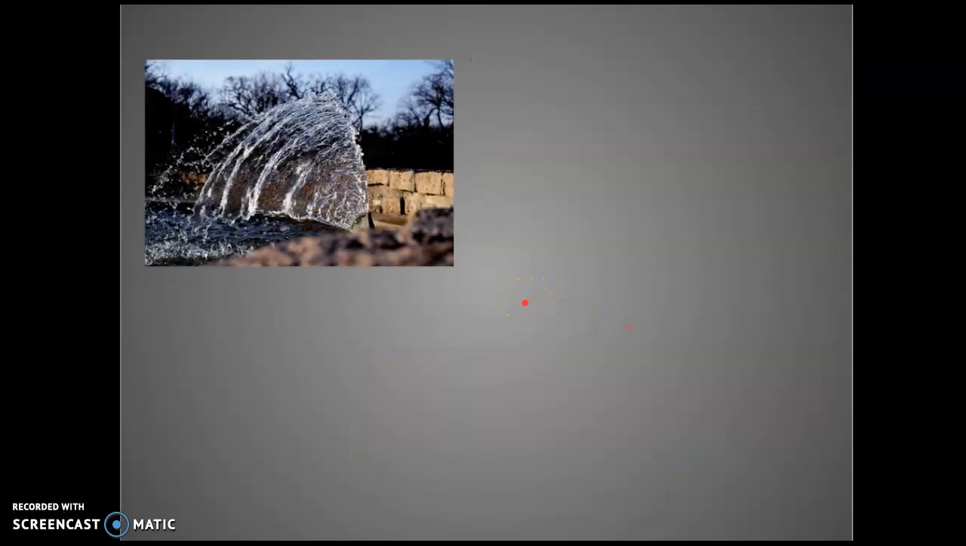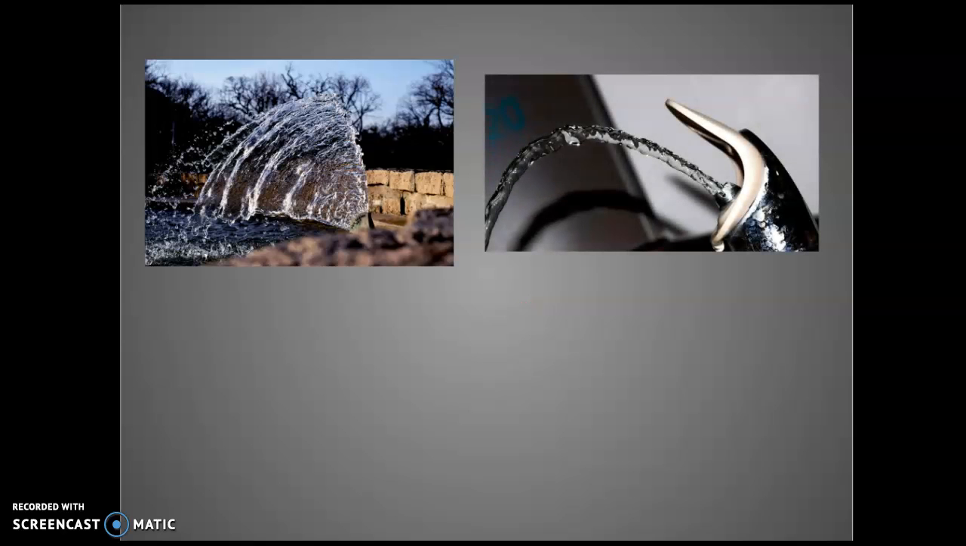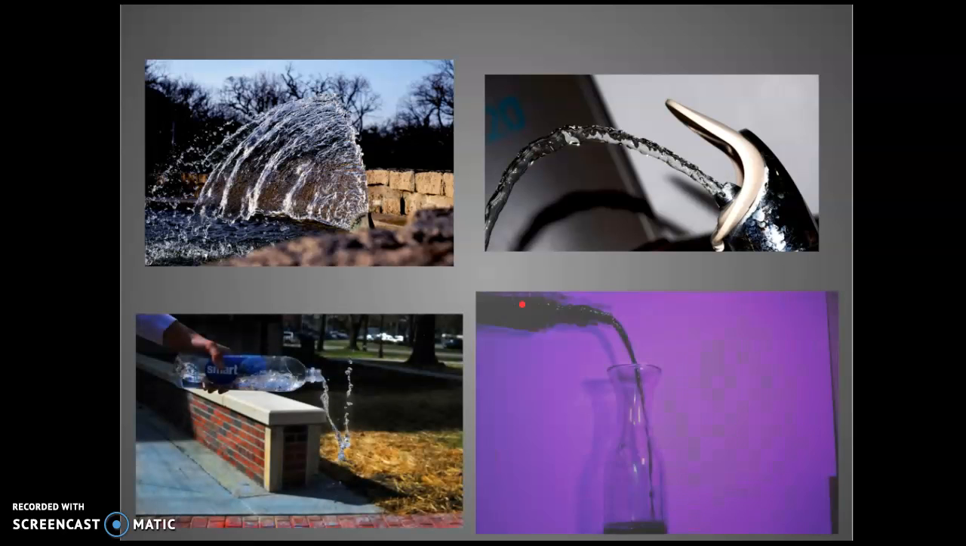Here's a frozen of water. More frozen of a water fountain. Carlos Escobar did this one. More water and more pouring liquid. Nice thing about the quarantine is no water fountain pictures for this project.